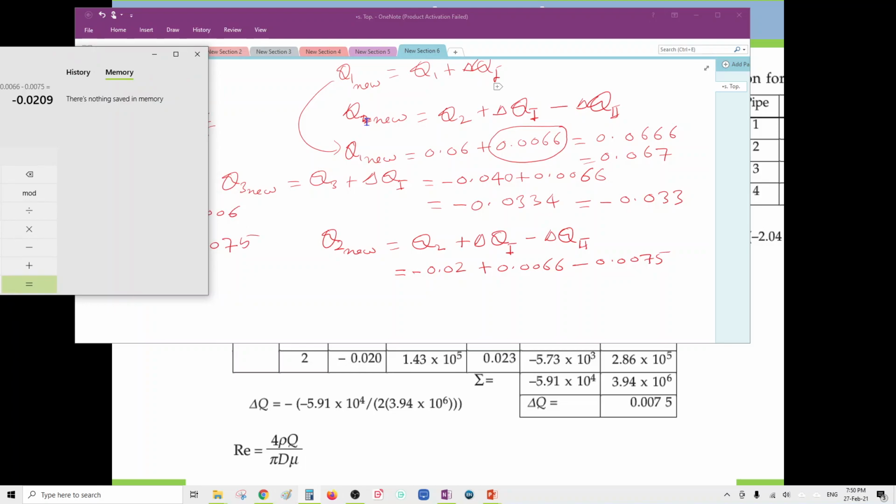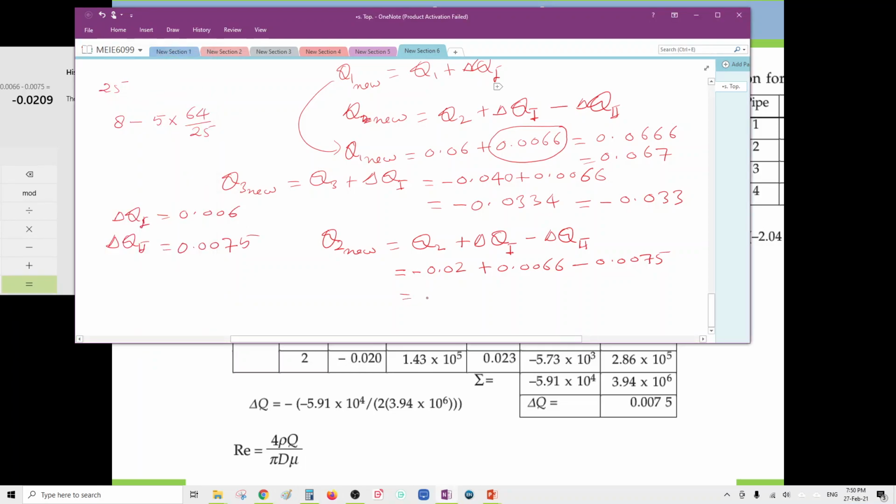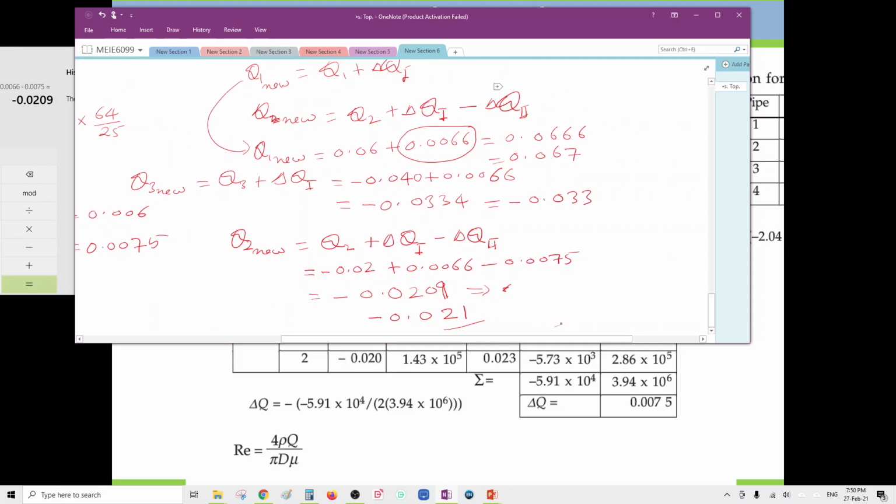This is going to be minus 0.020109, and for accuracy up to 3 decimal points, this will be minus 0.021, right? So these are the values, right?